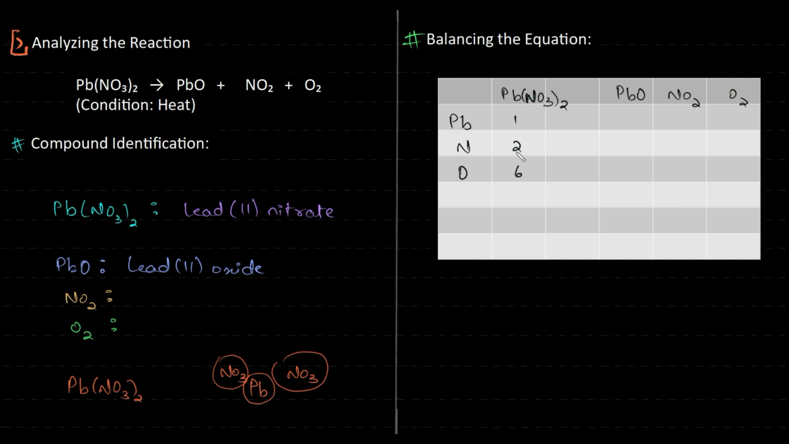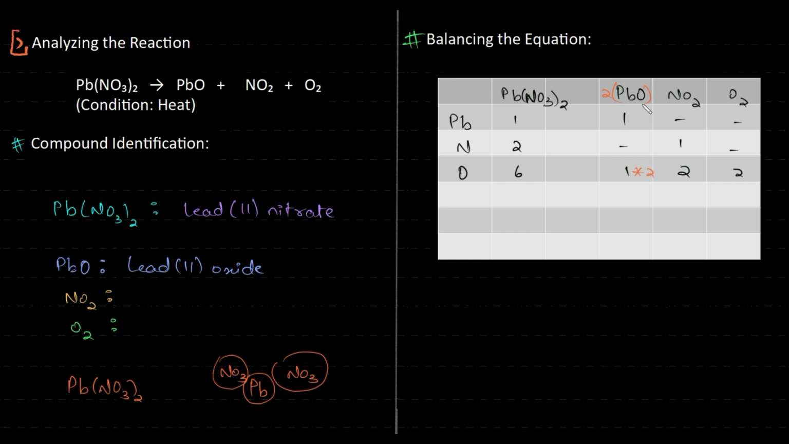Understand, this is important. And then we have PbO: 1 lead, no nitrogen, 1 oxygen. In NO2, we have no lead, 1 nitrogen and 2 oxygen. And in oxygen, there is 2 oxygen. Now the balancing part. So let's look at it. So 2, 2, 1 and 6. So this adds up to 5 and this is 6. So let's make it 6. Since I want 2 oxygen over here, I need to have 2 over here. That's the only way we'll get 2.